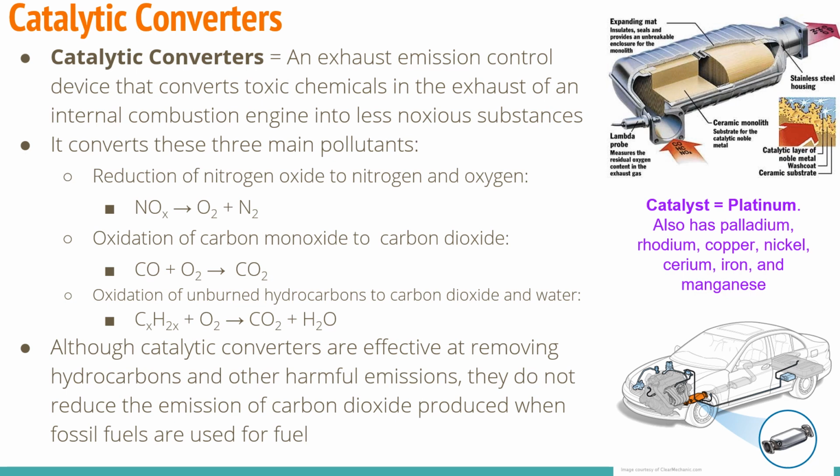A catalytic converter is going to convert different kinds of reactions with the use of a catalyst. The most popular catalyst that is used in these catalytic converters is platinum. A catalytic converter is an exhaust emission control device that will convert toxic chemicals into less noxious, less toxic substances. And it will actually convert 3 different classifications of pollutants.